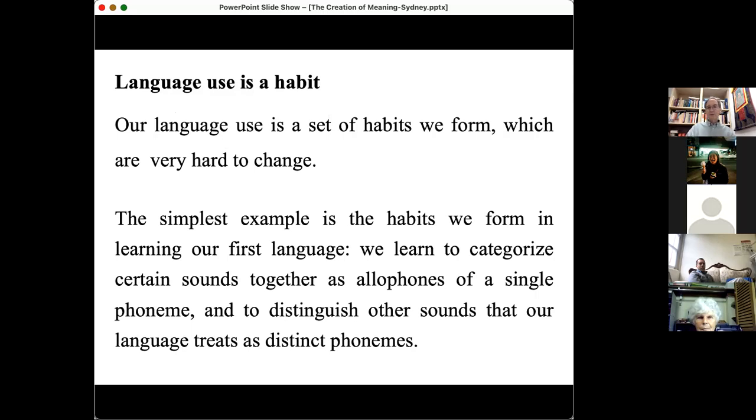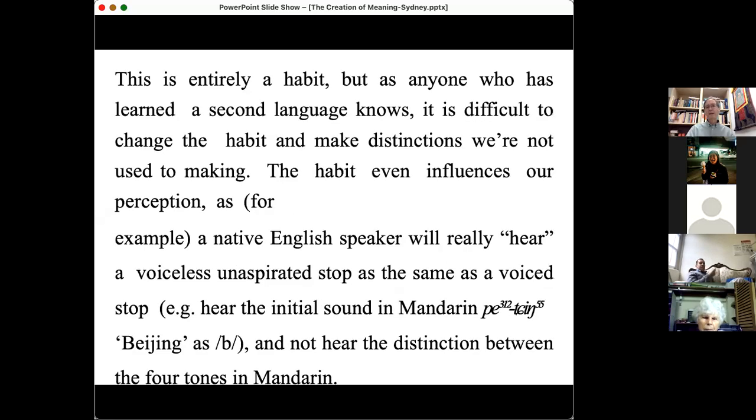And one of the simplest examples of the habits we form in learning our first language is that we learn to categorize certain sounds together as allophones of a single phoneme, and to distinguish other sounds that our language treats as distinct phonemes. And this is entirely habit, but as anyone who has learned a second language knows, it's difficult to change a habit and make distinctions you're not used to making, and hear distinctions you're not used to hearing. So these things even influence our perception.